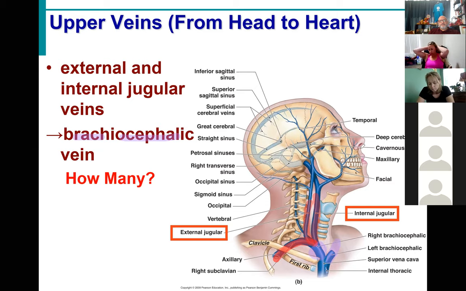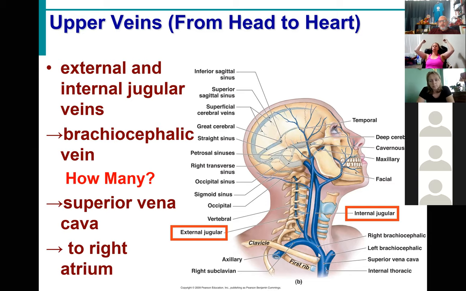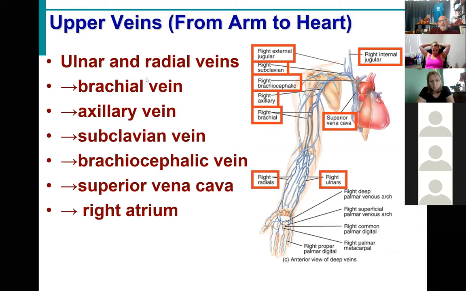And then, of course, as I mentioned, those two brachiocephalic veins feed into the superior vena cava, which feeds into the right atrium, draining both sides of the head and arm. Now, we have mostly symmetry in the arms. So again, we have brachial, axillary, subclavian, all those things that we talked about, radial and ulnar, and all the things that go along with that. They're the same on the right and the left.